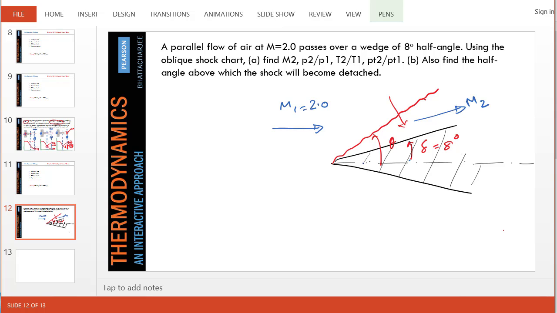it behaves just like a normal shock. The oblique shock in the tangential direction is nothing, and in the normal direction it is just a normal shock with the normal Mach number M1 sine theta being the strength of the shock.